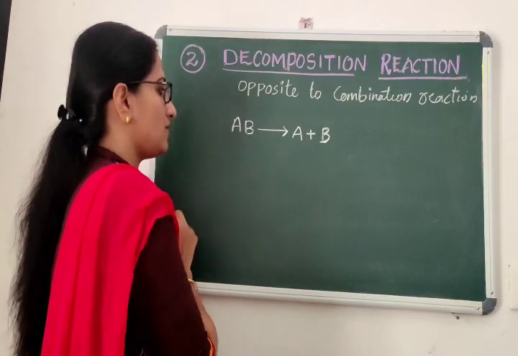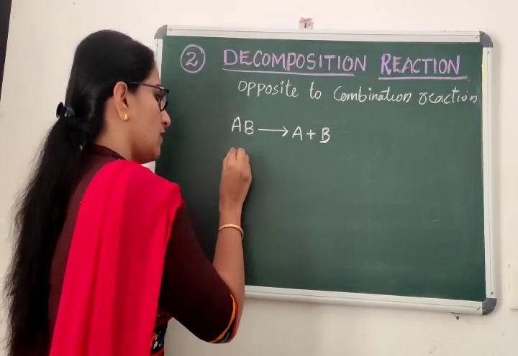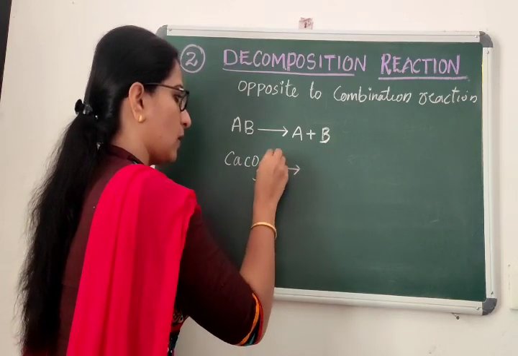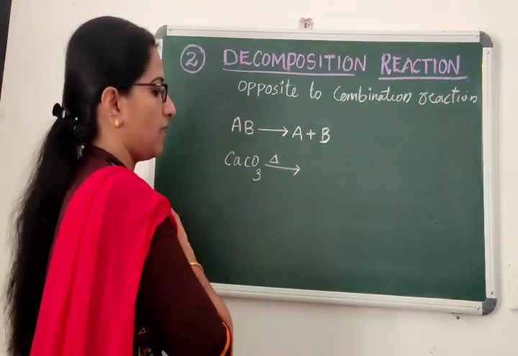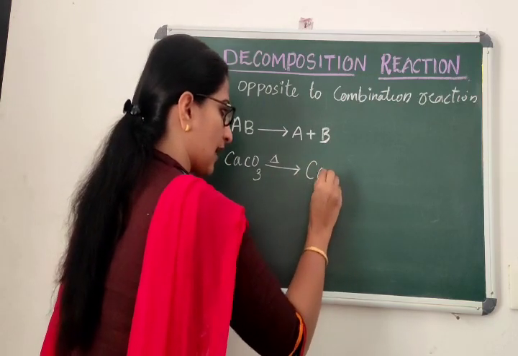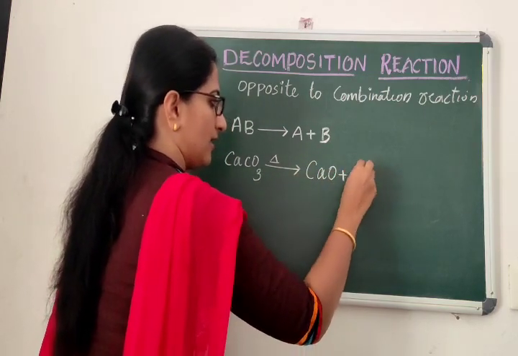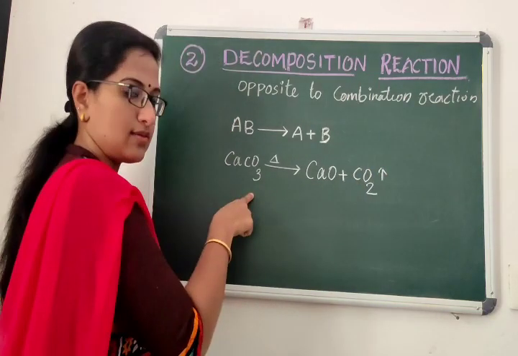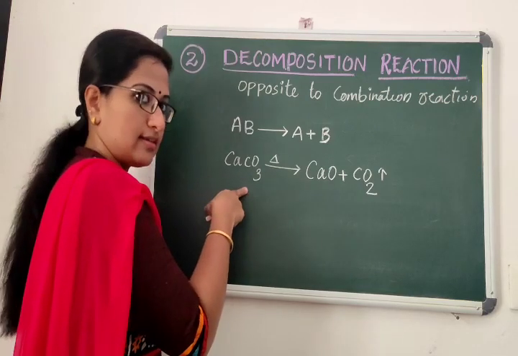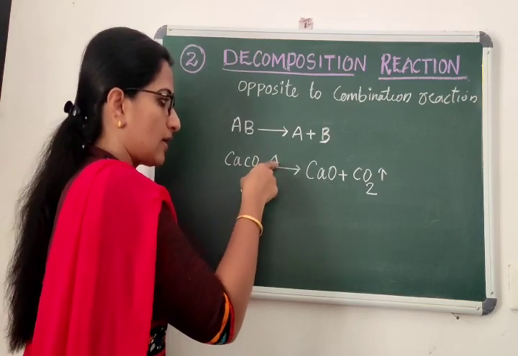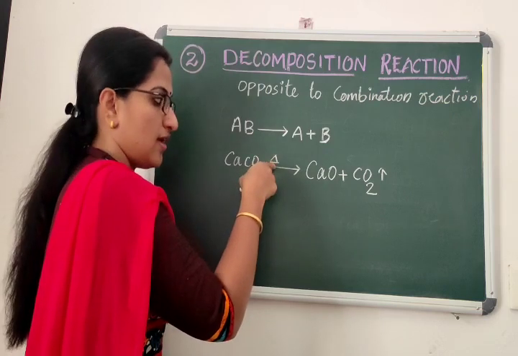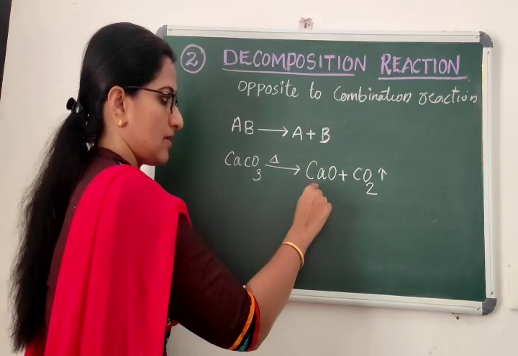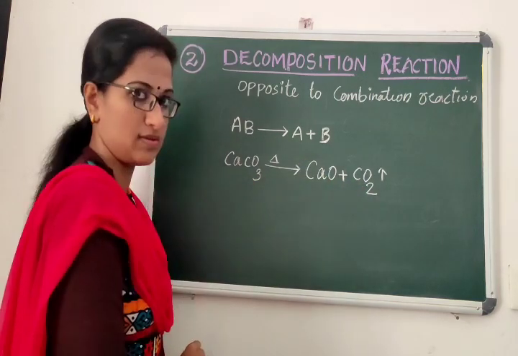Okay, let's have some example. So what happens? Calcium carbonate undergoes heating. When you heat calcium carbonate, you will get calcium oxide and carbon dioxide gas. Look here, children. This is only a single reactant. A single reactant undergoes decomposition in the presence of heat. At that time two products are formed. This is calcium oxide and this is carbon dioxide.